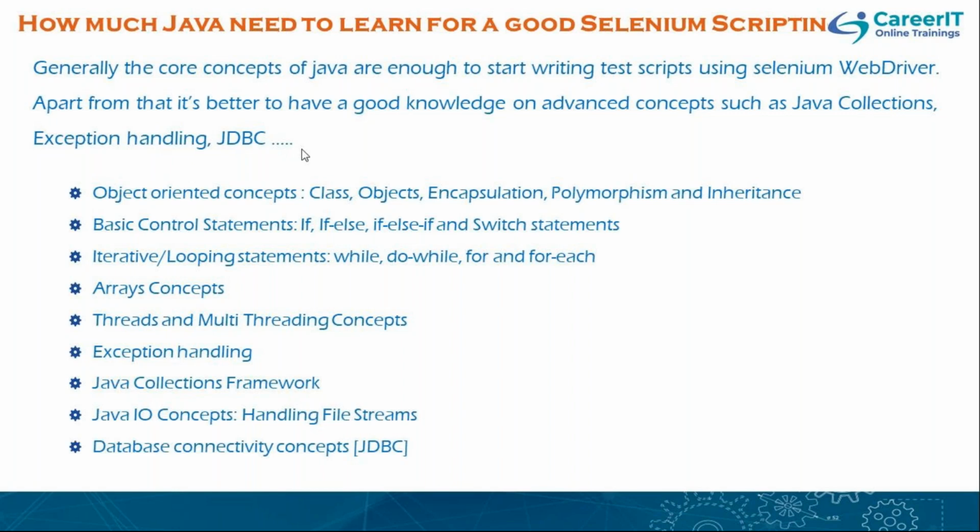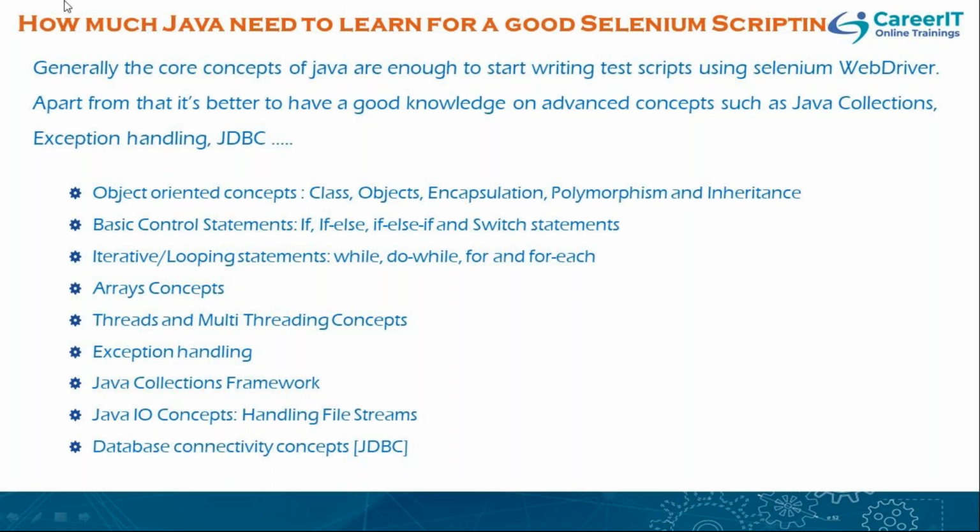And finally, JDBC concepts, database connectivity: how to connect to the database, how to validate database tables and all. If we are good at these concepts, then that's it, guys. We don't need to worry about other concepts of Java. For our Selenium test automation, these are the main concepts which we need to bother about. We don't need to bother about Spring Boot or JSP or applets or any other Java concepts. These are enough for our Selenium test automation.